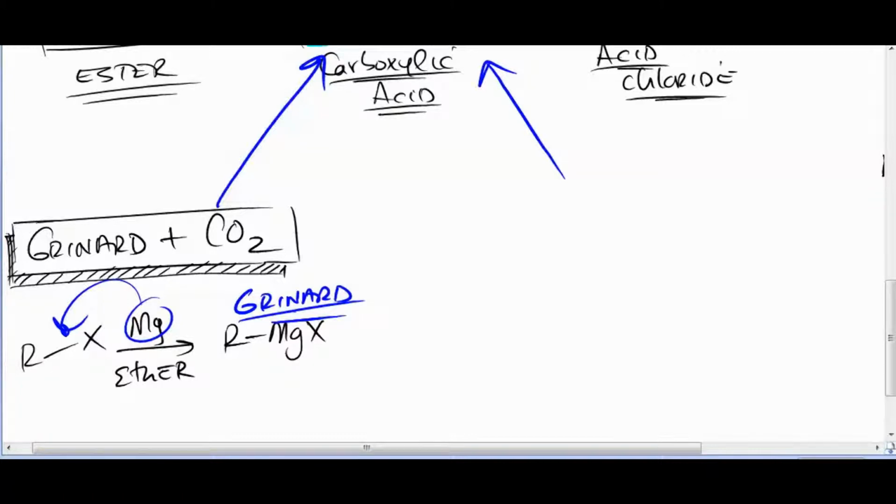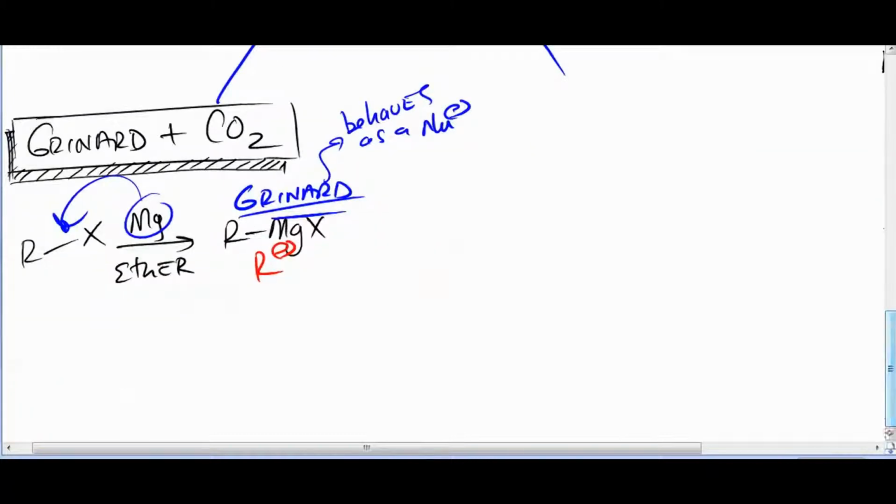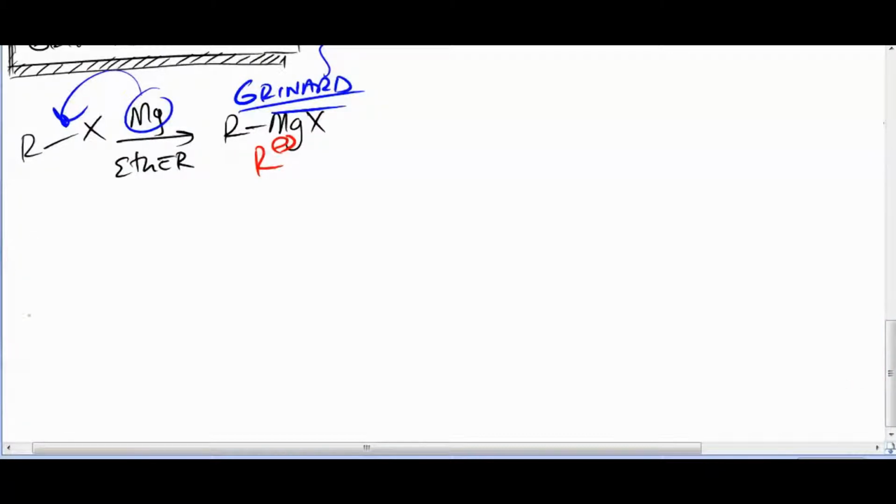Cool. Is that hard? That wasn't hard, right? We just produced the Grignard. Now the Grignard is going to behave as a nucleophile. So the nucleophile of this guy here will look like this. The Grignard behaves just like a nucleophile. And so what we're going to do now is react the Grignard with CO2, and we're going to form carboxylate.